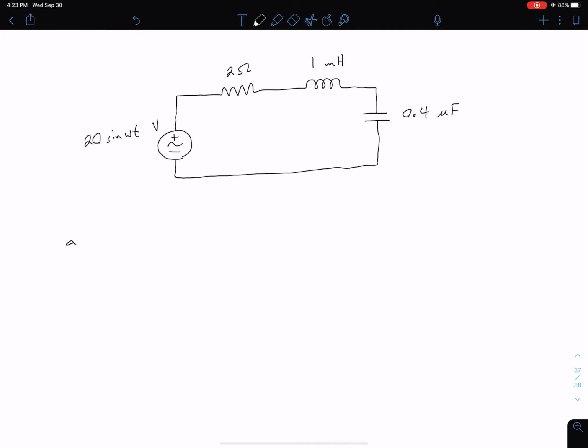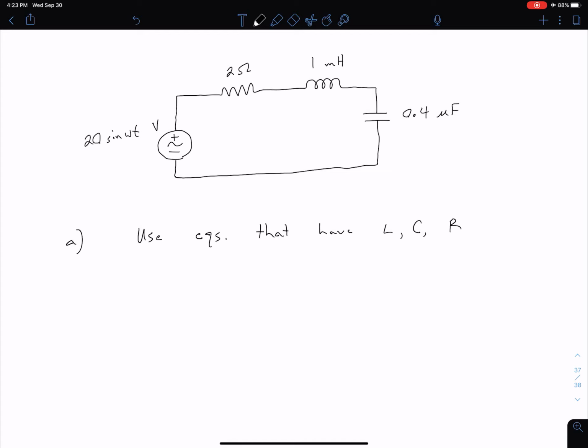So for part A, we want to find these key frequencies. So we'll notice that we have options. Because we presented these alternate forms of equations, we can choose which equations we want to use. What I'm going to do here is choose to use equations that have R, L, and C.